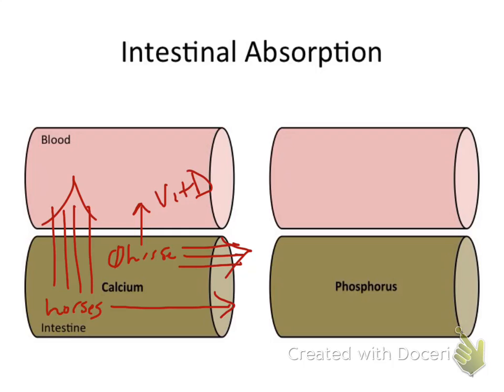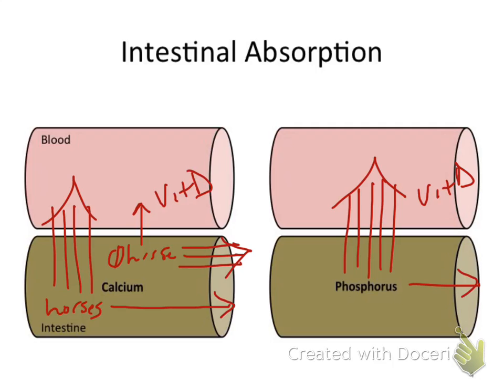In all species, phosphorus is readily absorbed from the intestine, and a very small amount of phosphorus ends up in the feces. However, phosphorus absorption can be enhanced with vitamin D in non-horse species.